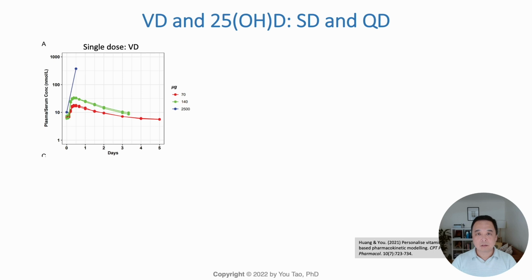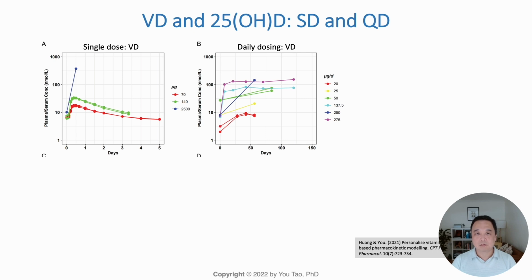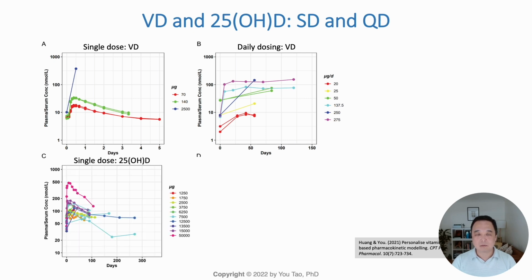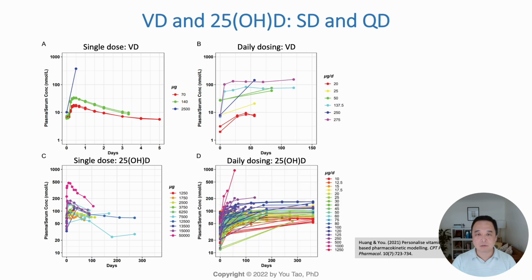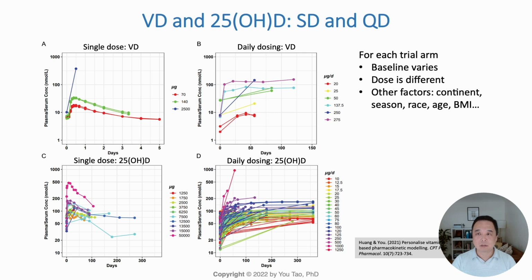So we found these data to characterize the pharmacokinetics of vitamin D as well as 25-hydroxyvitamin D after dosing. You have data for vitamin D after a single dose as well as daily dosing, and data for 25-hydroxyvitamin D after a single dose and daily dosing. Here you can see that for each trial arm, the baseline varies, the dose is very different, and there are a whole bunch of other factors that are different. Hence, the million-dollar question is: is it possible to make sense of these with a concise model?